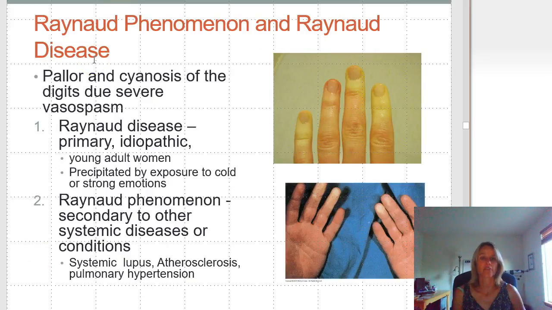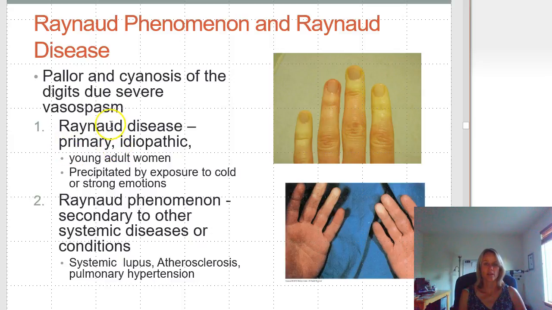This is not atherosclerosis, but this is where we get pallor and cyanosis of the digits, particularly of the fingers of the hands. And this is due to a vasospastic response. So the smooth muscle cells of the arterioles feeding those fingers contract and severely constrict blood flow to those tissues.